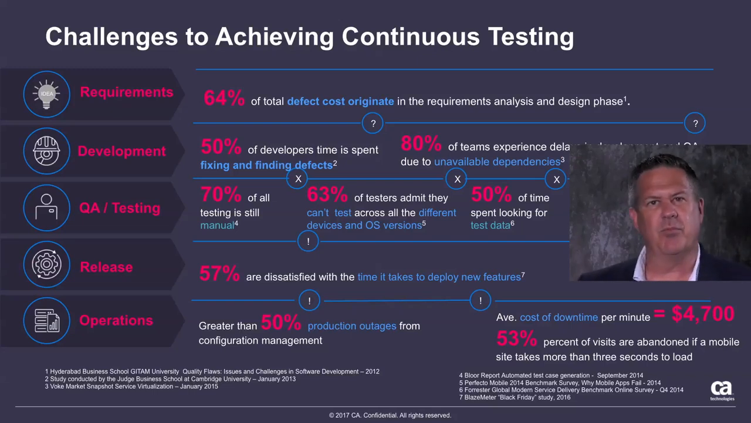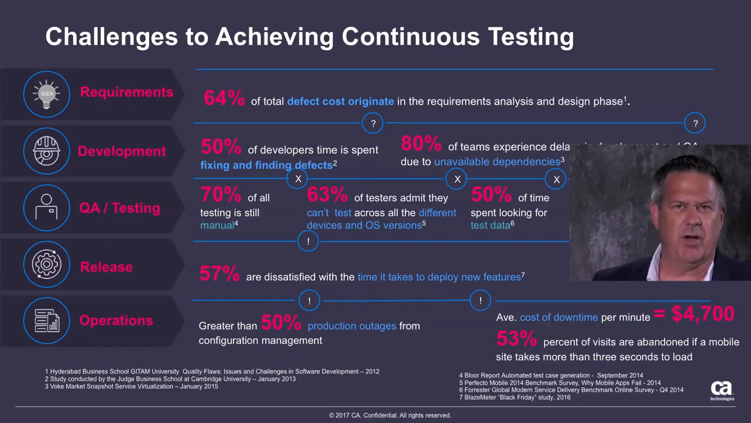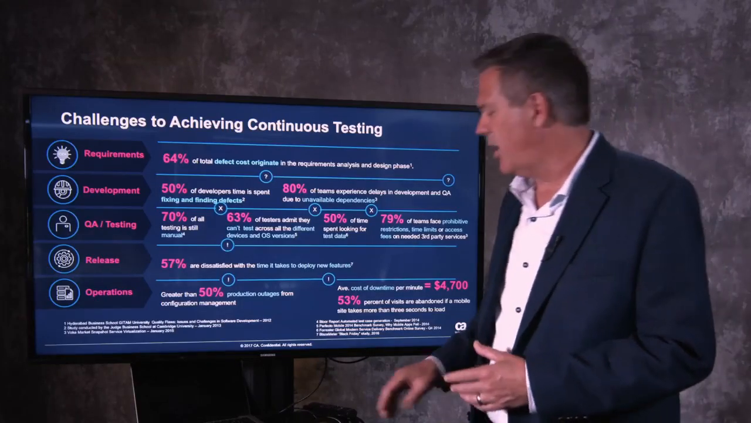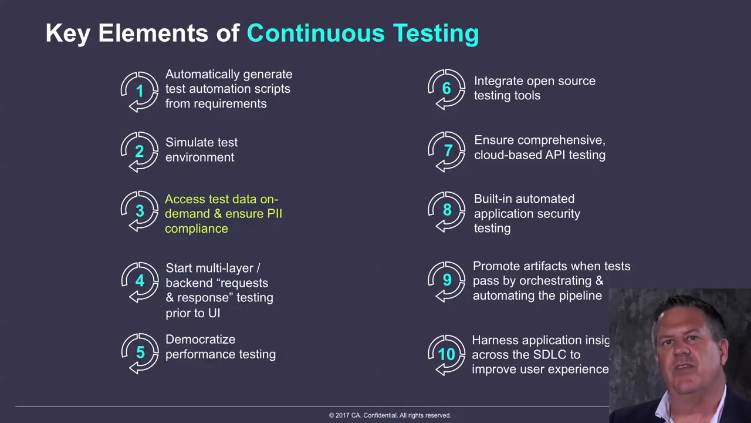QA and testing, big bottleneck. Testers spend 70% of their time testing code and doing testing that is manual. In other words, developing test data that is done manually. So big delay there. Release is also an area where there's a bottleneck in terms of the release development lifecycle. And then operations, production outages, and so on. So we have all these different phases within the software development lifecycle where there can be various bottlenecks to achieving continuous testing.